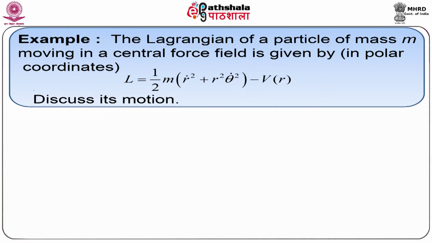Let us consider an example. The Lagrangian of a particle of mass m moving in a central force field is given, in polar coordinates, by L equal to half m into (r dot square plus r square theta dot square) minus V of r. The first term gives the kinetic energy, whereas the last term gives the potential energy. We know that the Lagrangian is the difference of kinetic energy and potential energy. Discuss its motion.